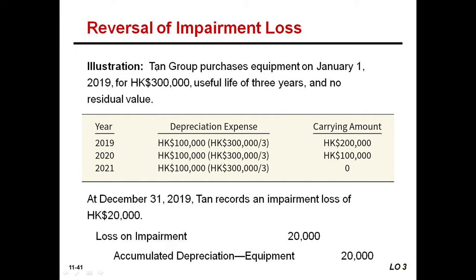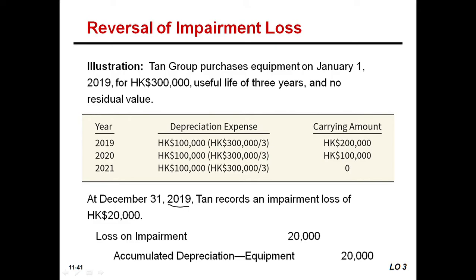Let's say TAN Group purchased equipment on January 1 for 300,000, I think Hong Kong dollars or something like that, and its useful life is 3 years, and there is no residual value. So in that case, here they have calculated depreciation and the carrying amount for each one of the years. At the end of 2019, the carrying amount would have been 200,000. At the end of 2020, it would have been 100,000. At the end of 2021, it would be 0. So on December 31, 2019, is there an impairment loss?